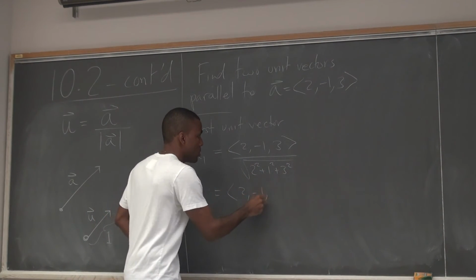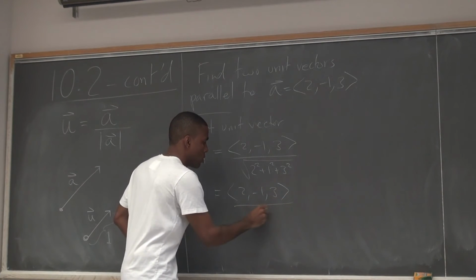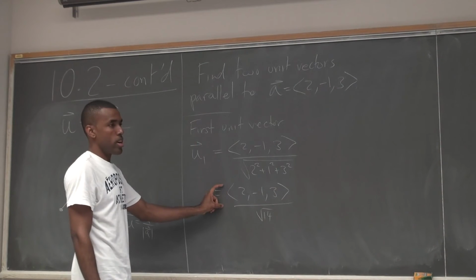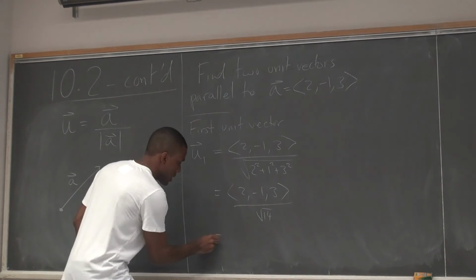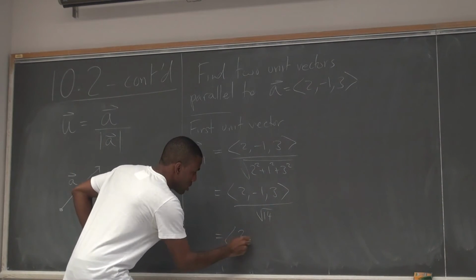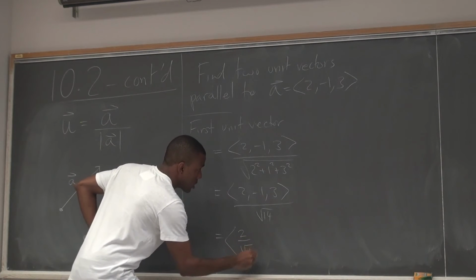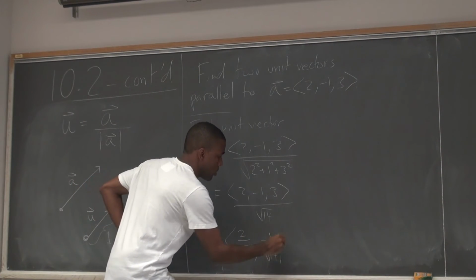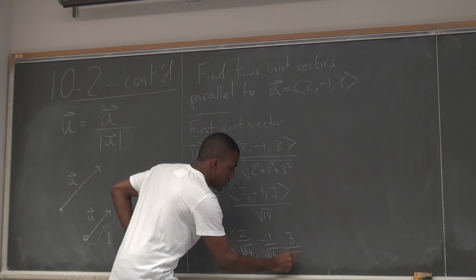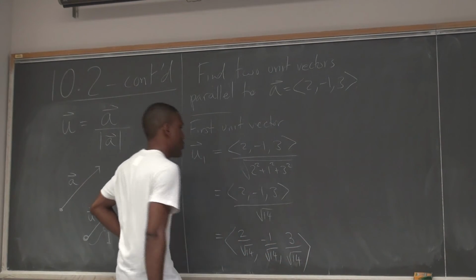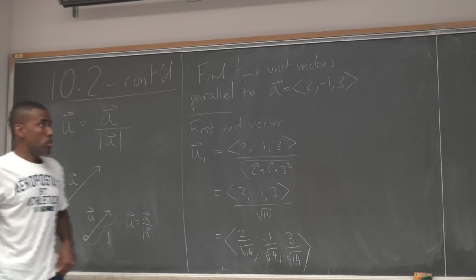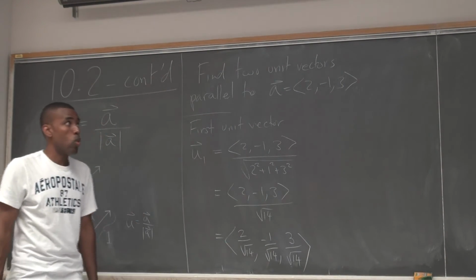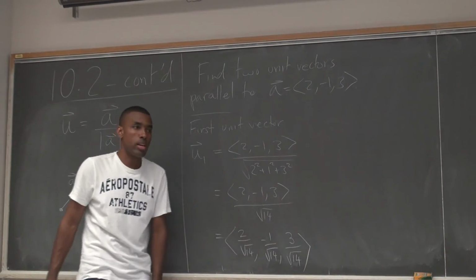So this I can think of as the scalar 1 over radical 14 times this vector. So I can actually bring it in: 2 over radical 14, comma, minus 1 over radical 14, comma, 3 over radical 14. This will have the same direction as that, except it will have length 1, where this guy has length radical 14.